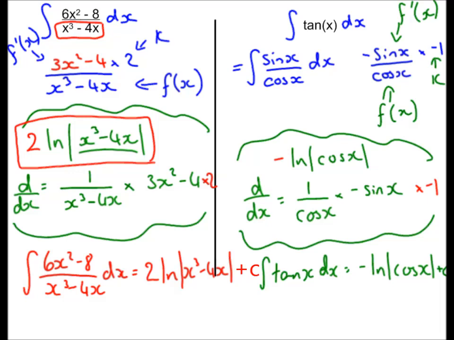Now, the observant ones among you will have spotted that that's not what's in the formula book, but I can use my laws of logs to bring my minus to be a power, which gives me 1 over cos x, and we know that 1 over cos x is sec x, so this is log of sec x plus c. And that is what it says in the formula book. So you can see just how useful this is.